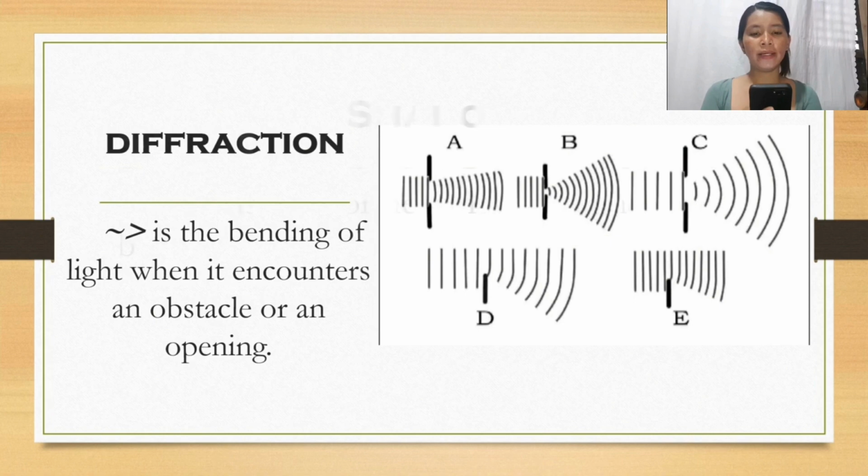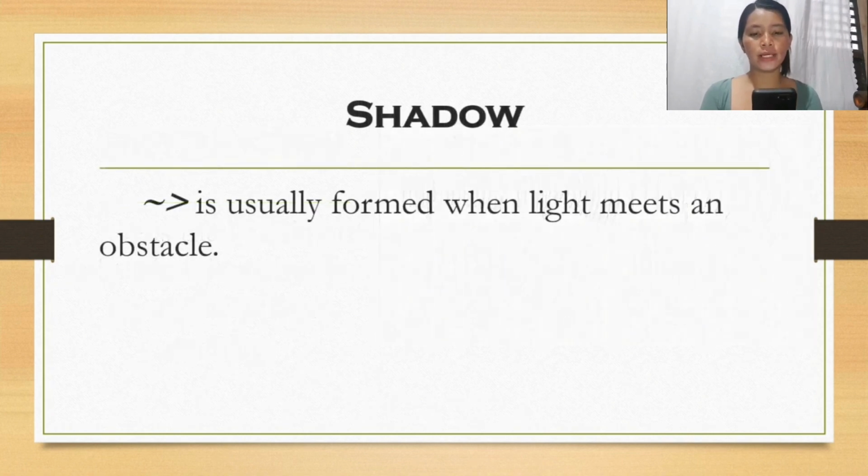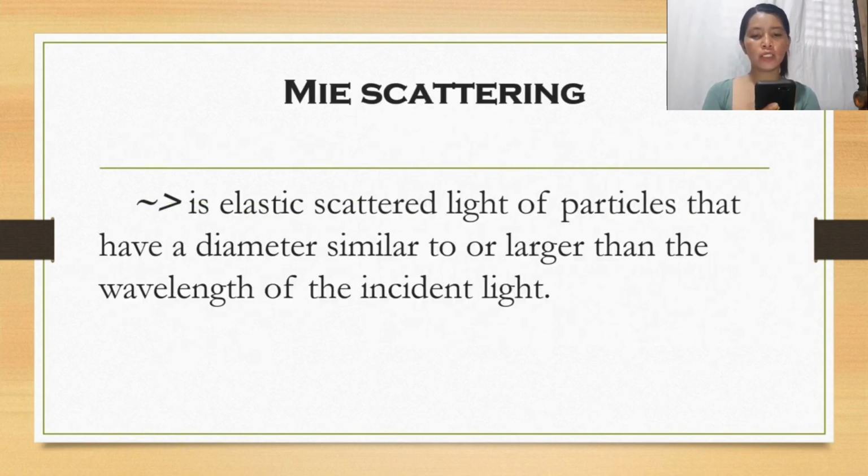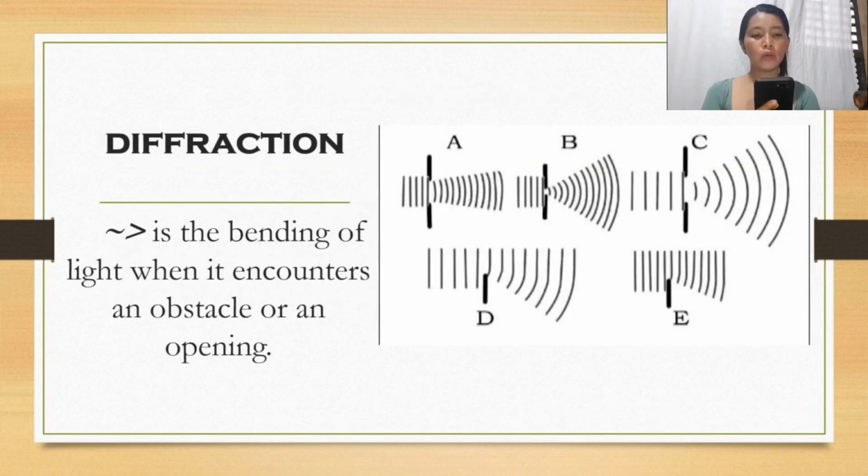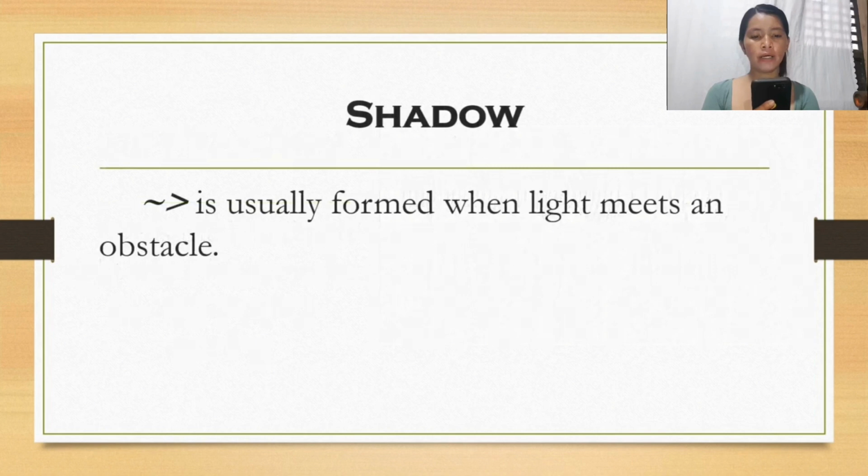Diffraction is the bending of light when it encounters an obstacle or an opening. A shadow is usually formed when light meets an obstacle. The bending of light is not very noticeable, but when you look around the edges of a shadow, you will notice blurred areas called diffraction fringes.